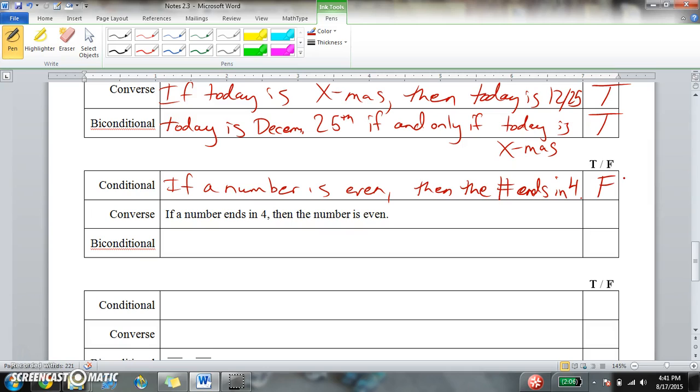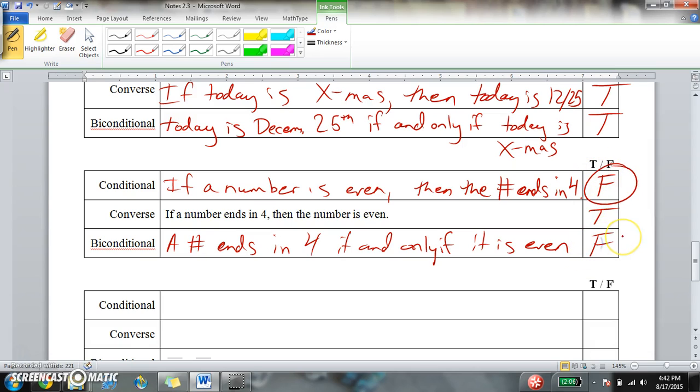The converse, the statement we were given, if a number ends in 4, then the number is even. That's a true statement because if it does end in 4, then it has to be even. But this statement is not true both ways. So if we write the biconditional, a number ends in 4 if and only if it is even. Since this part was false, the biconditional has to be false.